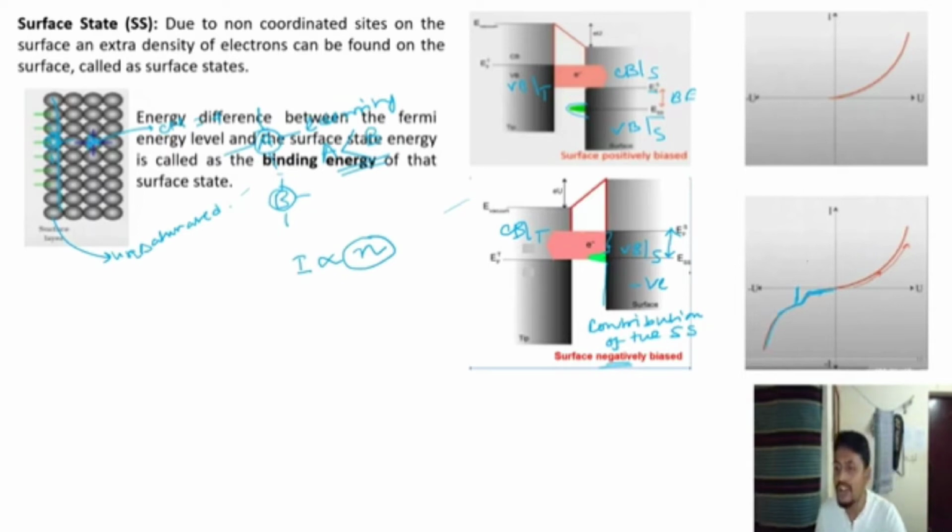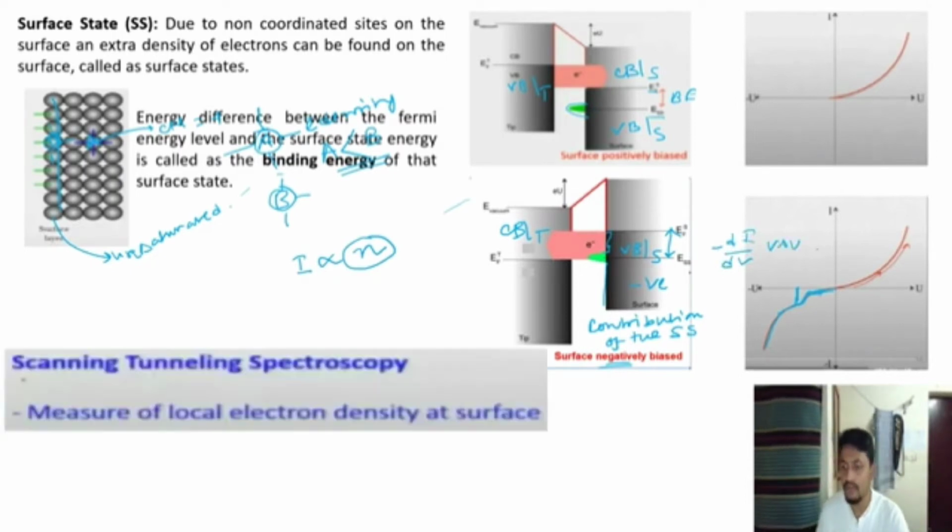Now if we take a derivative of this IV plot, so if we plot minus dI/dV, or dI/dV with respect to U, how will we get, sorry, let me change the color. We are not going to get anything here, but here we can get a peak.